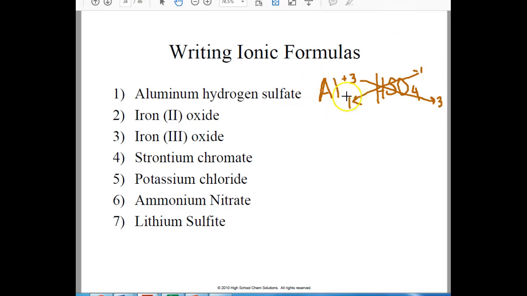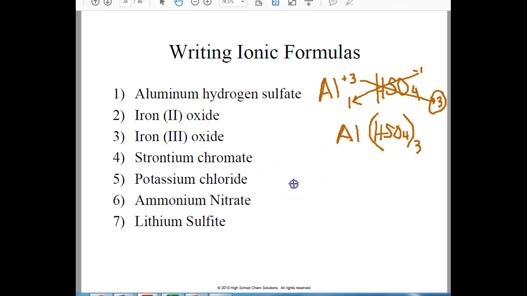Now when you write this, you're obviously not going to write the 1. So it's going to be AlHSO4 from a hydrogen sulfate. Now I need 3 of those, 3 hydrogen sulfates. So I got to put that in parentheses. I need 3 of them, 3 of the whole thing. The reason I don't just put the 3 right there is because I don't need 3 oxygens. I need 3 of that whole group to balance with the aluminum. Okay, so there would be my formula.